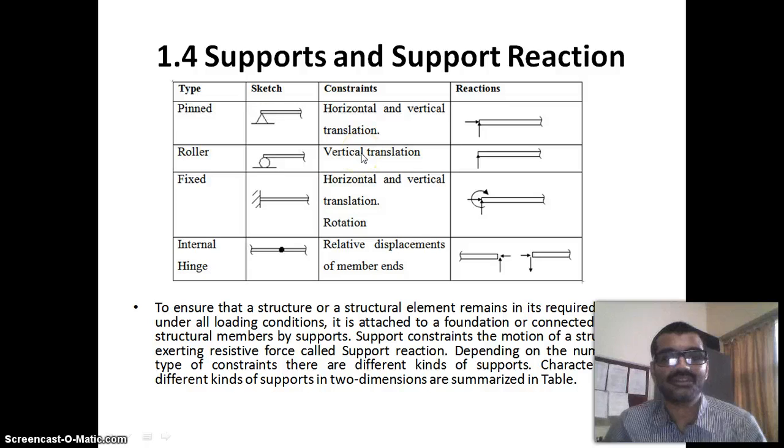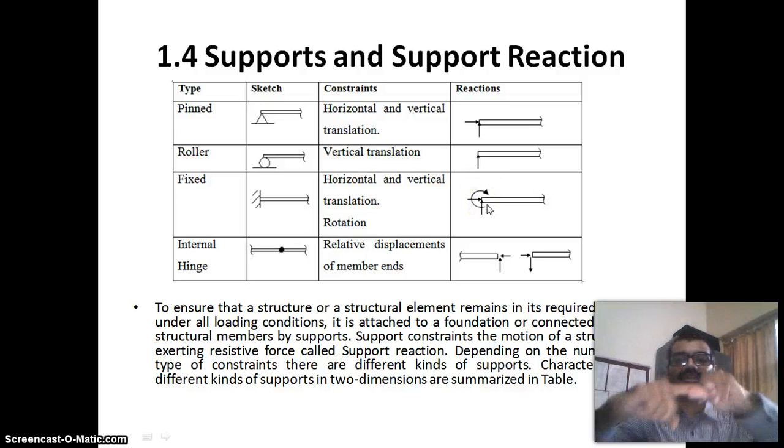Same way the roller support. Roller support consists only of a vertical translation. It means it resists only the vertical force, only the vertical force. Then the fixed support, it is denoted like this. You can see this is the symbol of the fixed support, and which kind of constraint does it have?